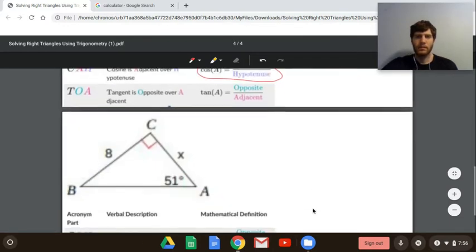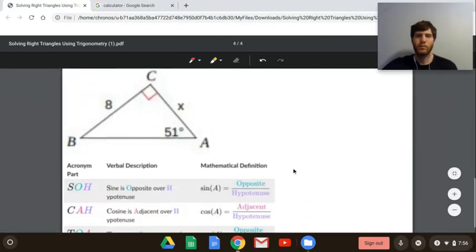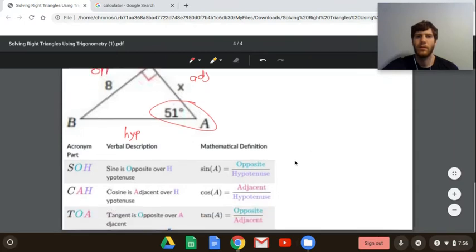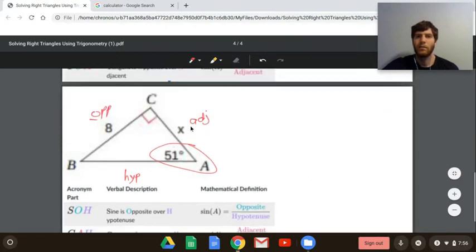Right, and then our last example here. So first thing you want to do is label the hypotenuse. So hypotenuse is across from the right angle. So here's our hypotenuse. We don't have a value here though. Second thing you want to do is circle the angle in question. Okay. Across from that angle is opposite. Next to that angle is adjacent. So 8 is opposite, x is adjacent. So we have O and A, opposite and adjacent.